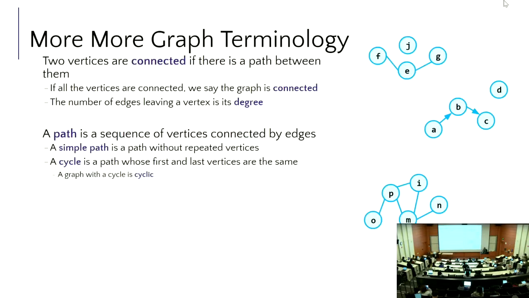Here's some more terminology for you. We would say 2 vertices are connected if there is a path between them. A path is a sequence of vertices connected by edges. So in our little examples here, we would say F and G are connected because I can go from F to E to G, so I can get there. We would say G and J are disconnected. There are no edges that connect such that I can eventually get from G to J.